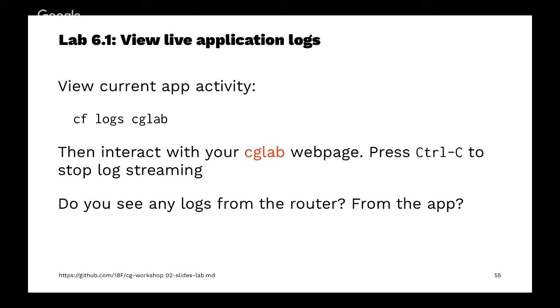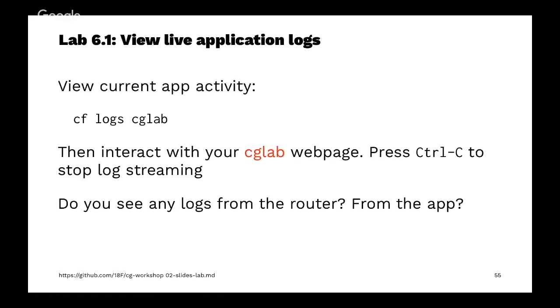So you can view the current activity of your app with the logs command. You're probably getting used to this now. You type cf, some command name, and the name of your application. Same thing, cf logs cglab. You start pressing refresh on your web page, and you'll see a bunch of logs streaming by. And they'll keep streaming until you press Control-C, because it doesn't know when you want it to stop.